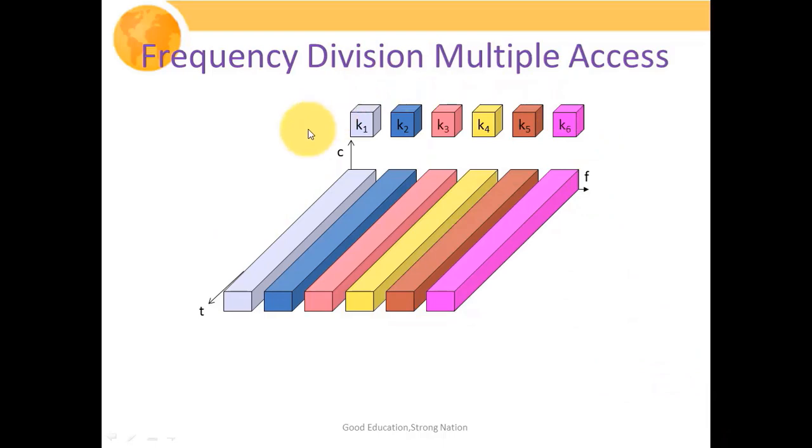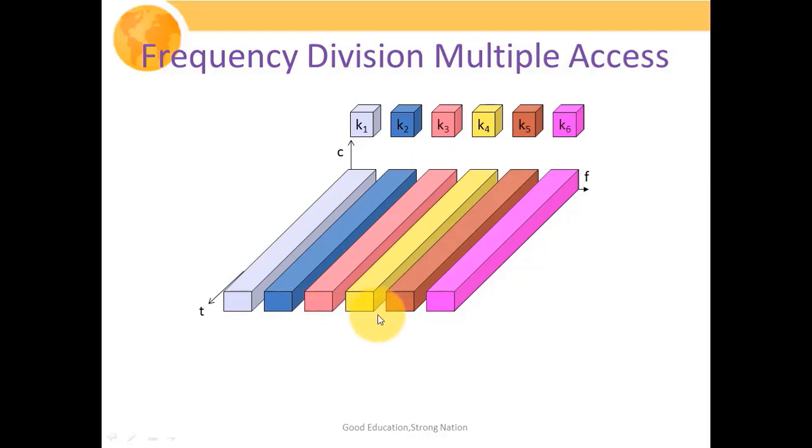This particular figure shows the working of frequency division multiple access. It shows three signal dimensions: frequency, code, and time. In frequency division multiple access, we divide our available frequency band into multiple subbands. In this example, we assume there are 6 users, K1, K2, K3, K4, K5, and K6. We have divided our complete available spectrum into 6 equal parts, and we have also provided a separation between any two consecutive users' frequency subbands.